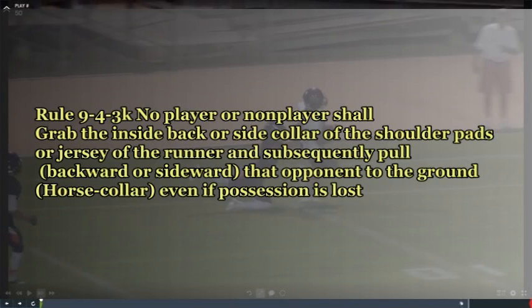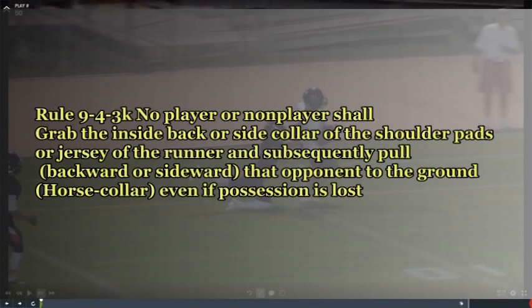So we have 3 components of a horse collar foul. One involves the collar of either the jersey or the shoulder pads. If we have a pull of any other part of the jersey or the shoulder pads, it is not a horse collar foul. The second component involves a pull backward or sideward. And what that means is if we have a hand inside the collar and the runner is pulled forward, it is not a horse collar foul.